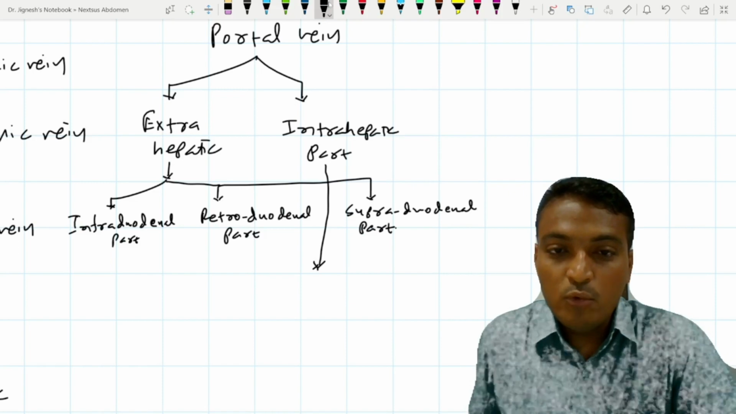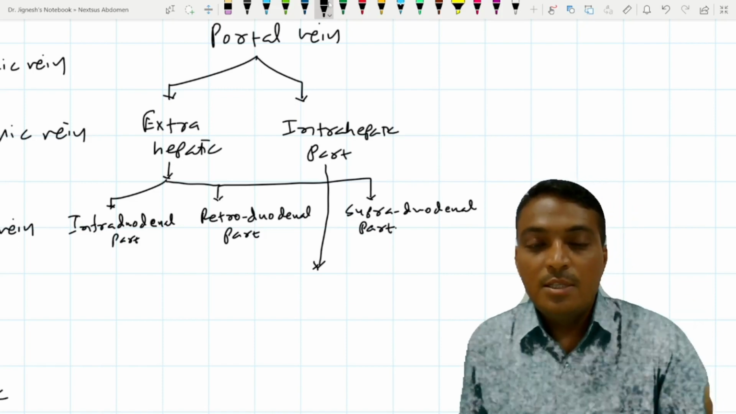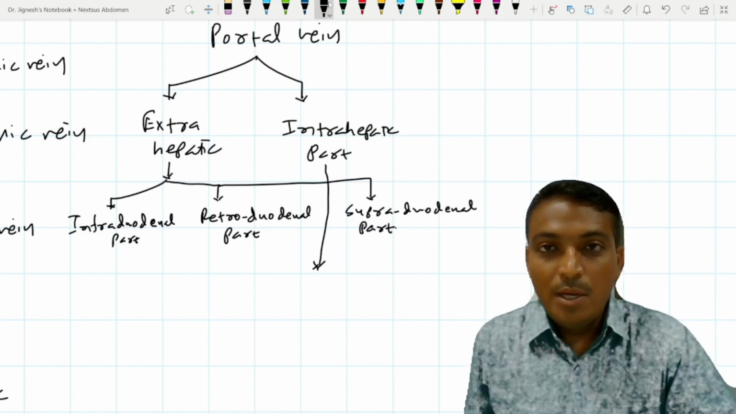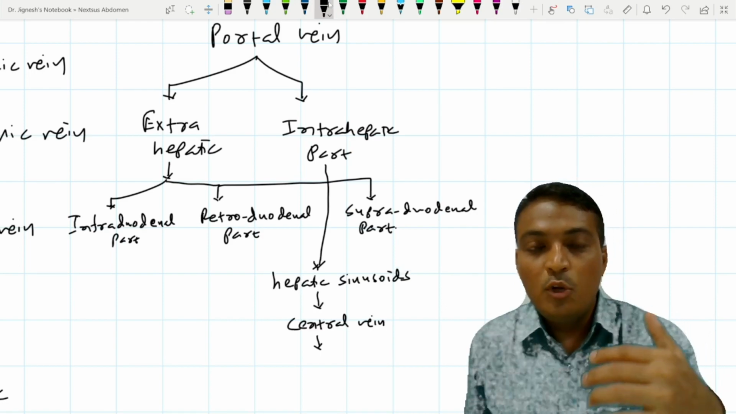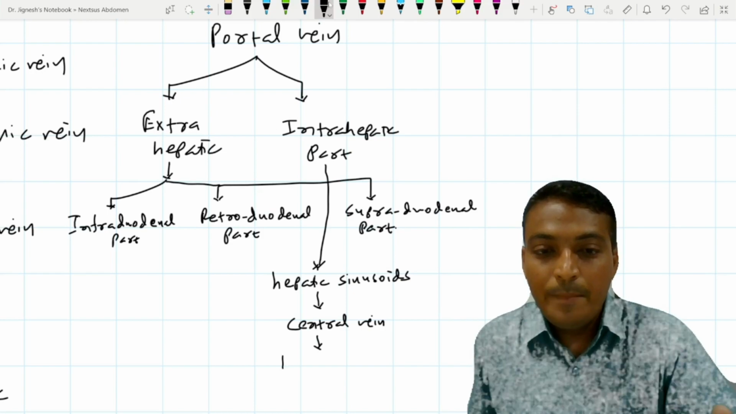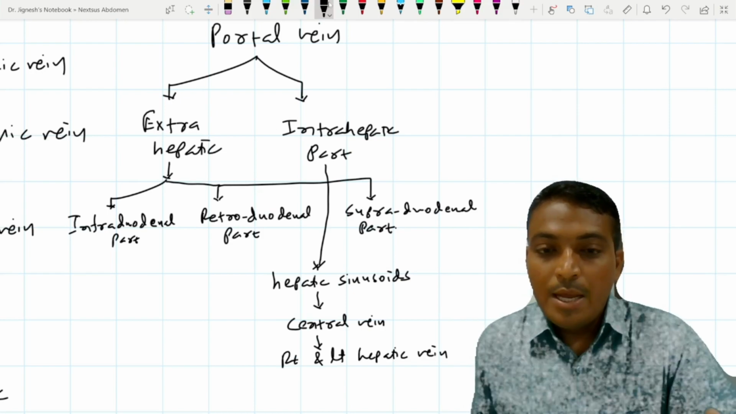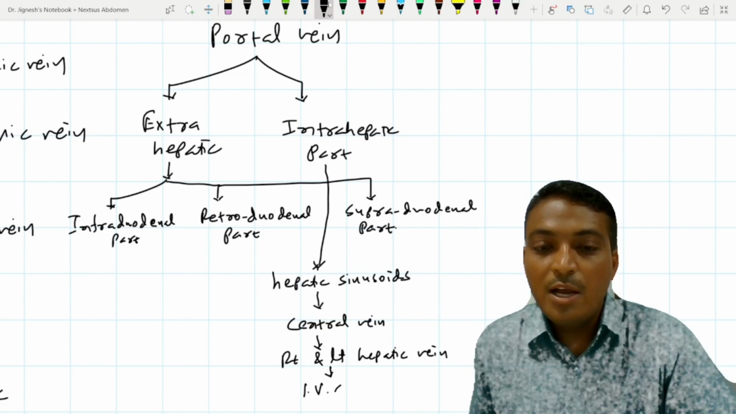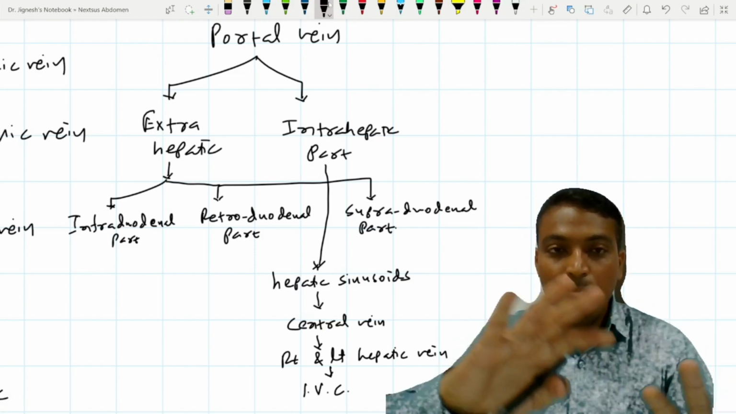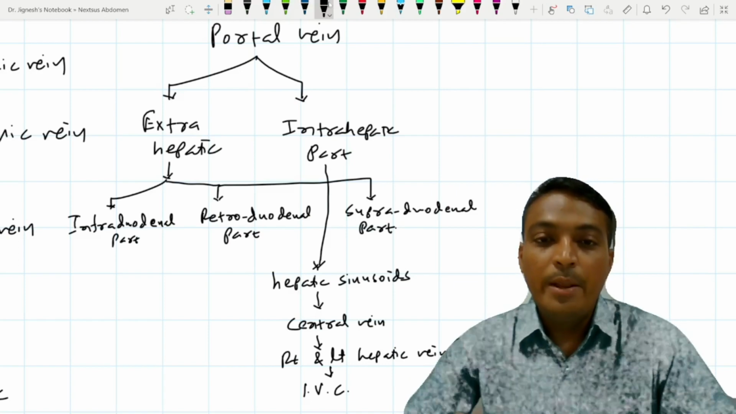And when we see the intrahepatic part, as we have already discussed, it is going to divide into the hepatic sinusoids. These hepatic sinusoids carry the blood to the central vein, and the central vein carries the blood to the right and left hepatic vein, and these right and left hepatic veins ultimately drain into the inferior vena cava. So this is the portal system, the part of the portal vein.